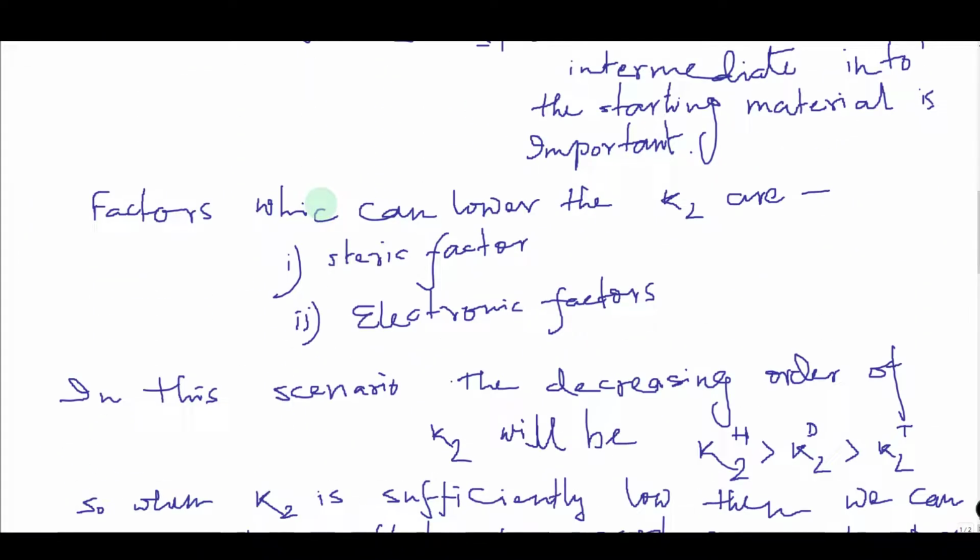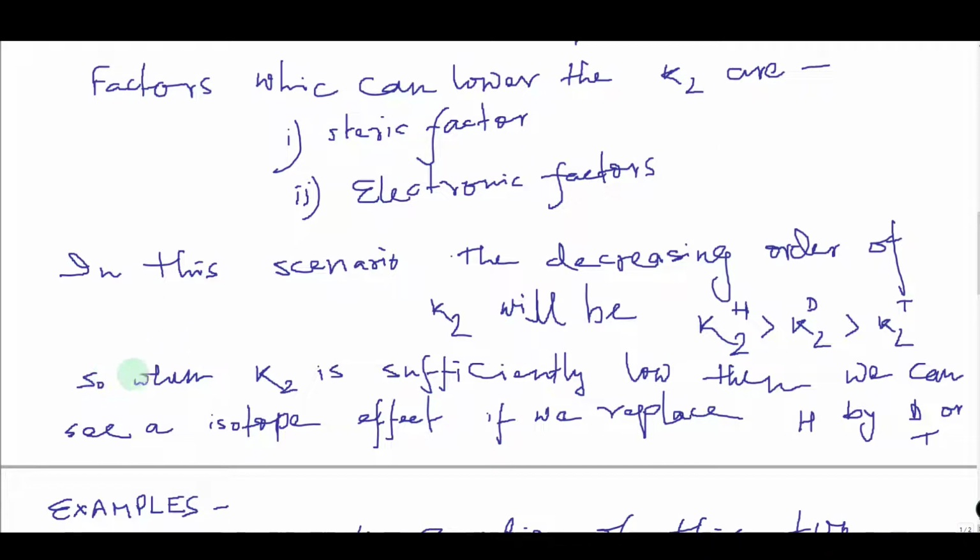So now it is clearly understood that whenever the k2 is significantly low, then we can see the isotope effect if we replace the hydrogen by deuterium or tritium.